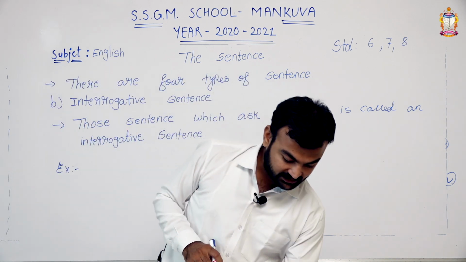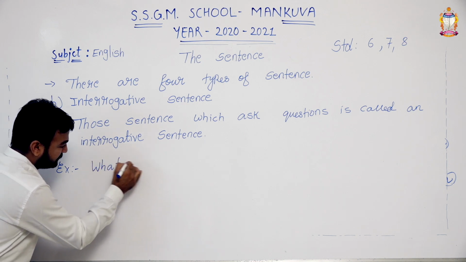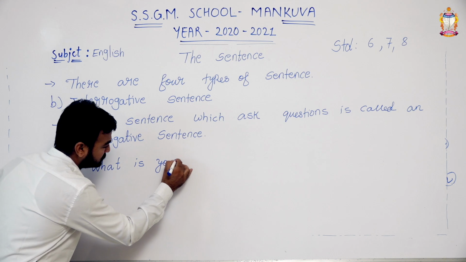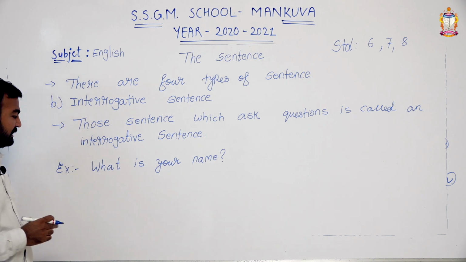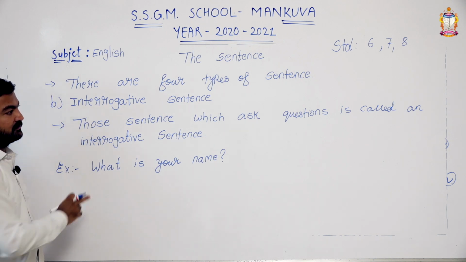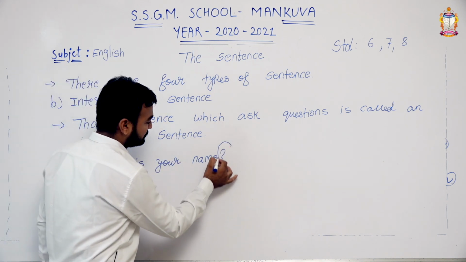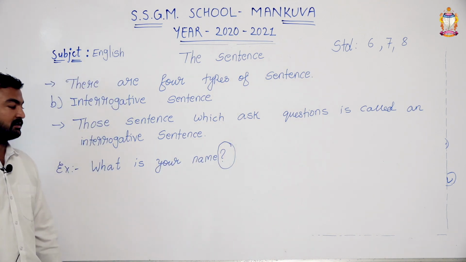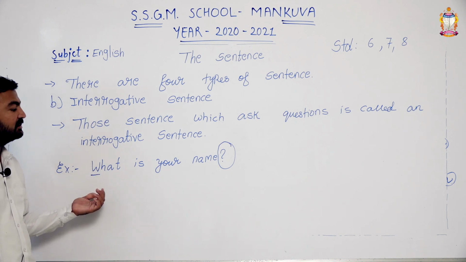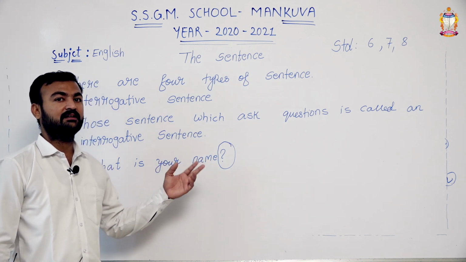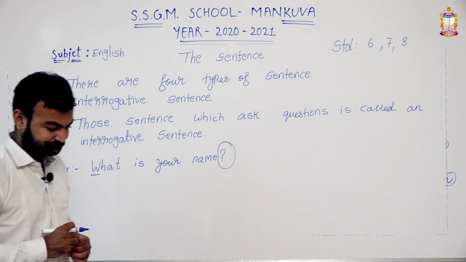Now let's say, for example, just a simple sentence: what is your name? Question mark. Now see, over here, as and when we are asking a question, the sentence always ends with a question mark, and we know the definition that a sentence always begins with a capital letter and ends with a full stop, question mark or exclamatory mark. Over here the sentence ends with a question mark.